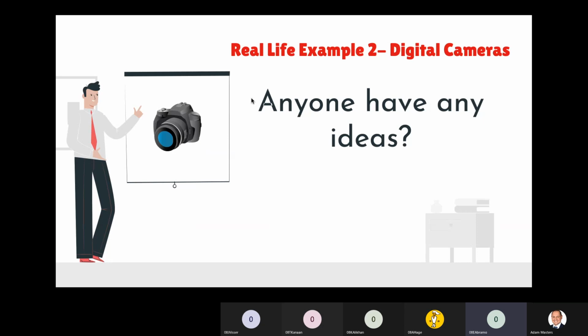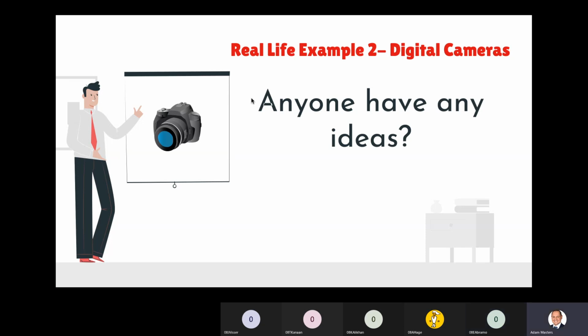So for a digital camera, does anyone know what problems could come from that? So could you just pick someone to answer the question? I can't hear you if you're speaking. You must be muted. What's your question, Elliot? Because I was on mute. Could someone in the class identify some accessibility issues with digital cameras, like I did for the PC in the last slide?